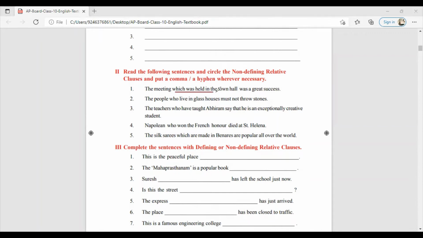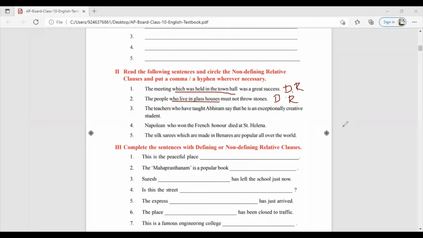So which town hall? This is a defining clause, right? This is telling us the meeting was a great success, but where? Which was held in the town hall. So this is a defining relative clause. Next, "The people who live in glass houses." Who live in glass houses, from here till here, is also a defining relative clause. It is not giving any extra information. It is telling you the exact one.